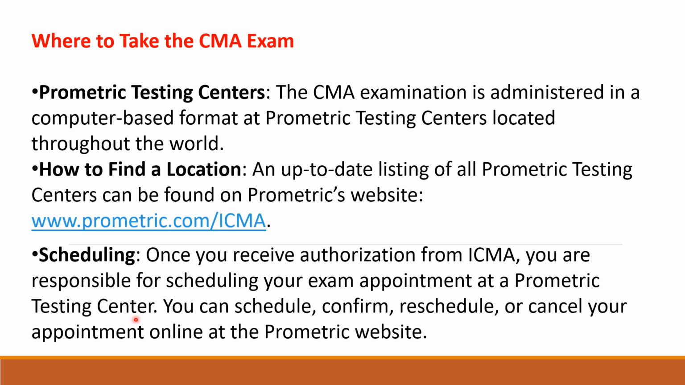So first you enter the IMA website, you pay the examination fee, and you get an authorization from them, from ICMA. They'll give you an authorization code. With that, you'll go to the Prometric website and you will schedule an exam. You can schedule, confirm, reschedule, or even cancel your appointment online at the Prometric website.